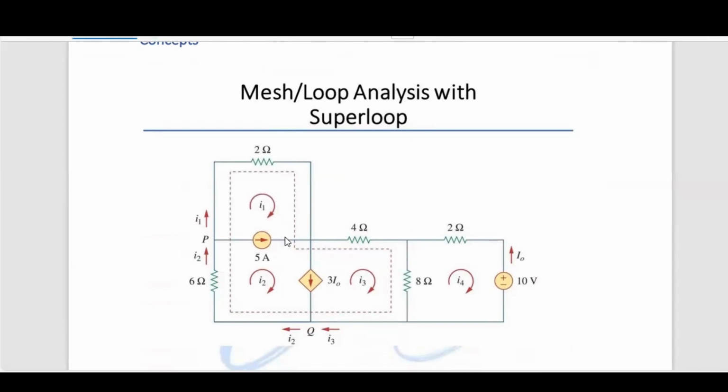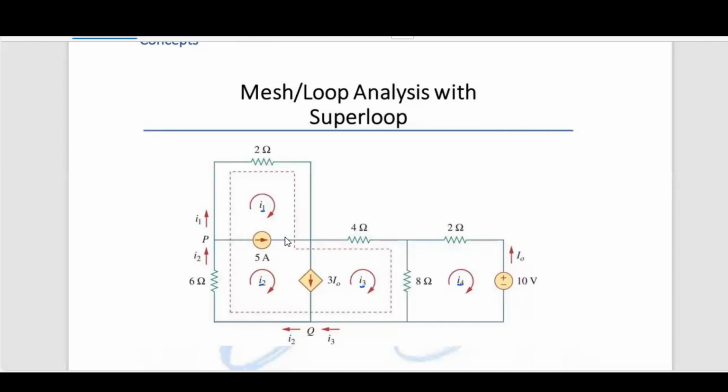So step one was to draw the loops, which they have done already. So notice clockwise, clockwise, clockwise, clockwise, right? And they label it I1, I2, I3, and I4. Real simple. Step one done. Label it, draw the loops, make sure it's in the same direction for all of them. Step one complete. Step two, we need to look for super loops.